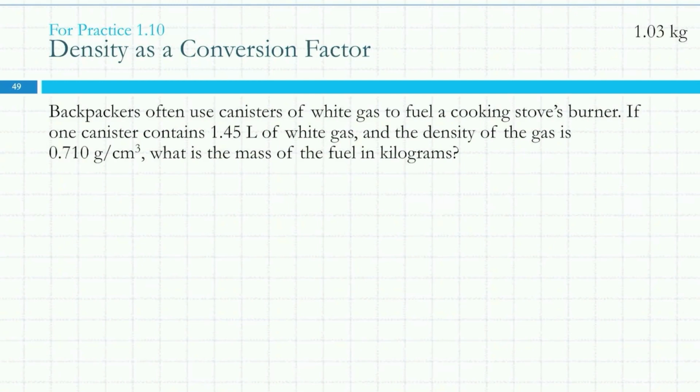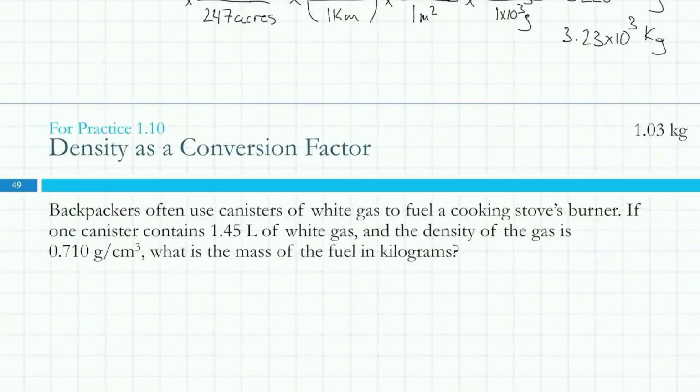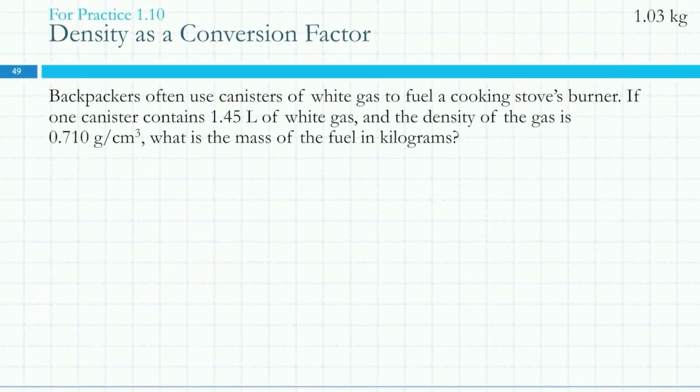But density is a conversion factor, and we can use it just like any of these conversion factors that we've been using. Right? It's got 2 different types of units in it. My density here for this problem is 0.710 grams per centimeter cubed. So that'll let me convert between grams and centimeters cubed of this cooking gas.